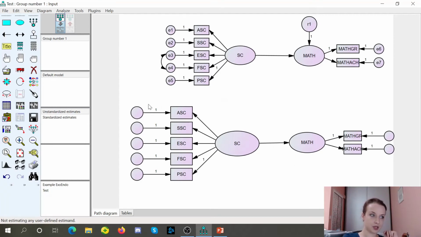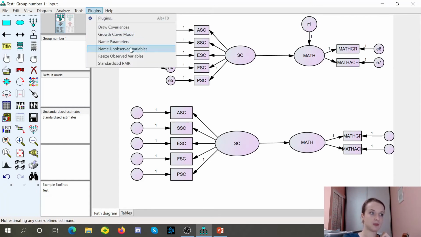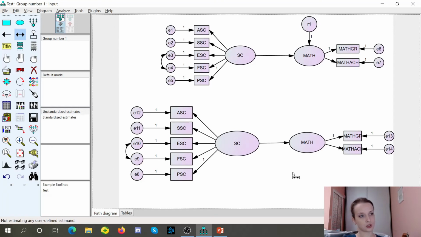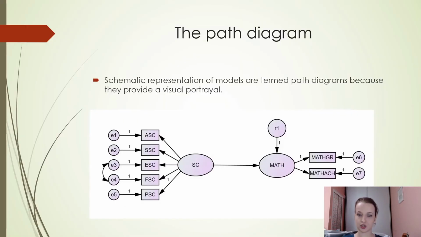Now we have errors linking to these indicators, but we won't name them one by one. We just click on plugins, name unobserved variables, and automatically they are named. In order to explain covariances, we'll draw one between E9 and E10, so emotional and family self-concept. Now we can continue with the explanation of our model.